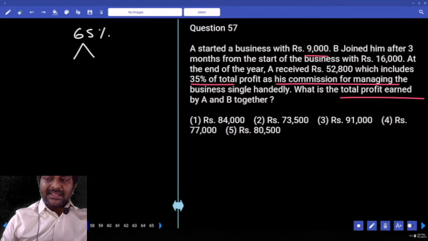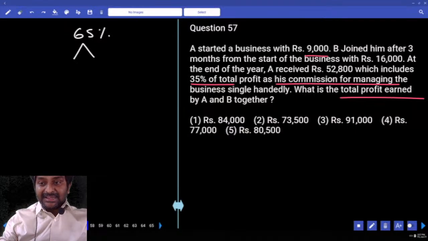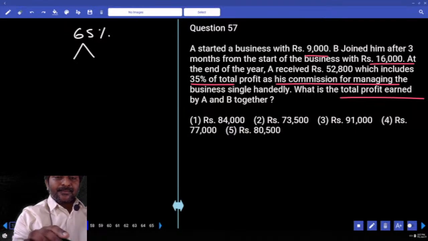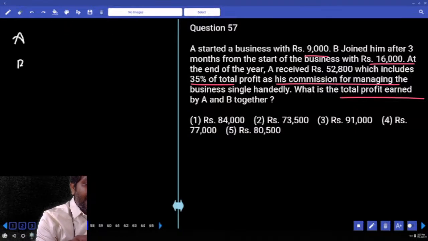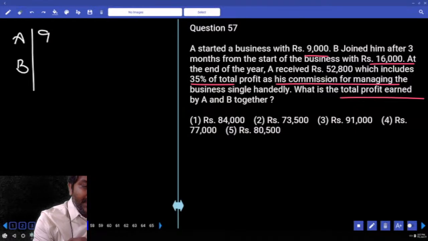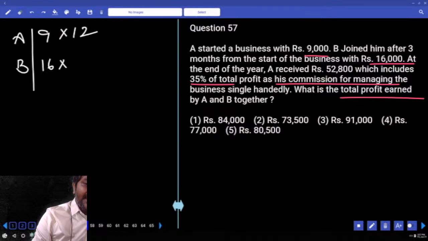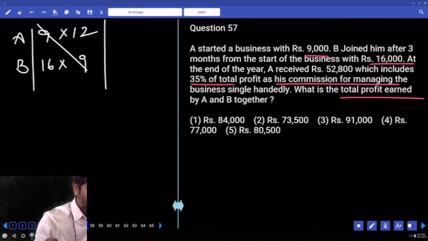A started with 9,000, B joined after 3 months and started with 16,000. Let me first identify the AB profit sharing ratio. A invested 9,000, B invested 16,000. A is there from the beginning till the end, but B joined after 3 months. So he will be there for 9 months. 9 gets cancelled, 3 times 3, 4 times 4.